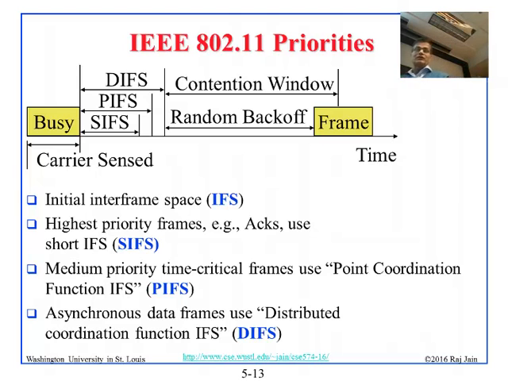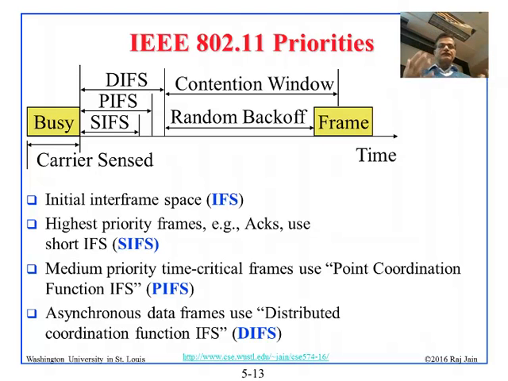SIFS is used when you want to send something very critical. Anybody remember from last time? What are the three most critical things you have to send in SIFS? Right, so basically request to send RTS, CTS, and ACK. Good. All right, so those are sent at SIFS.